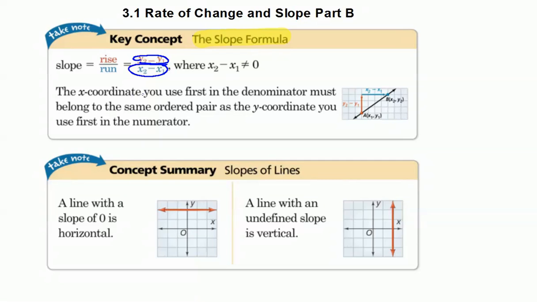The next thing we're going to be doing is the slope of lines that are considered the special type of lines. The first one is when you have a horizontal line. When you have a horizontal line, you're going to end up with a slope of 0. If you have a vertical line, then what you have here is an undefined slope. So we'll look at those special slopes of lines. So let's start with problem number 3.